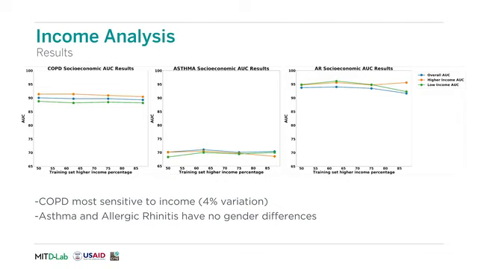COPD is the most sensitive to socioeconomic status, with a 4% difference in model accuracy for high-income and low-income populations. Asthma and allergic rhinitis show no difference in performance.